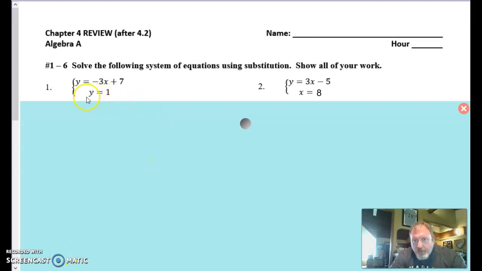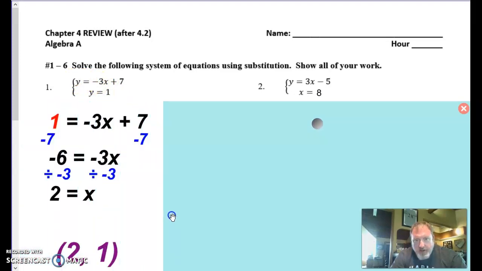You can see in this first equation they already told us that y equals 1. So we know the numerical value for y. Now we're going to have to plug that into the other equation and solve. That's exactly what we did. We replaced this y with this 1, and now I can solve for x. I subtracted 7, divided by -3, and I have my x value of 2. And don't forget, the last thing you always want to do is write your ordered pair for your solution. So x is 2, y is 1.